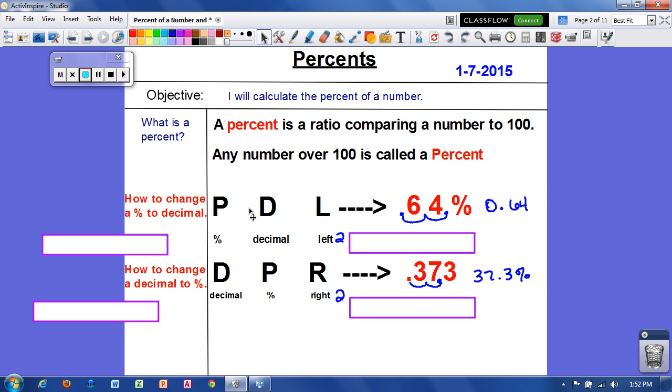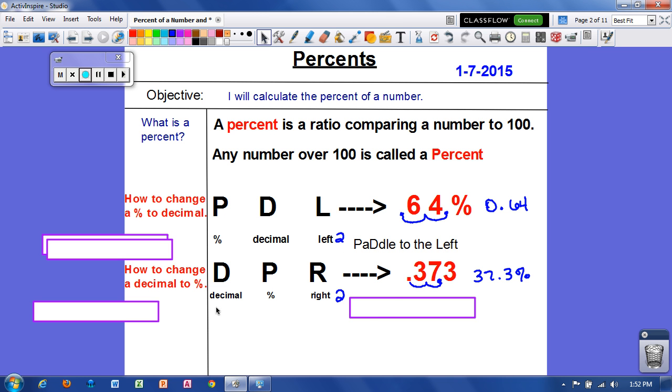Now, a little trick to help you remember which way to move the decimal. If you're going from percent to decimal, think of it like paddle to the left. Percent, decimal, to the left. If you're going from a decimal to a percent, you want to dip to the right. Decimal to a percent, move right. So you paddle to the left, dip to the right, and yes, I will make you all stand up and do that.